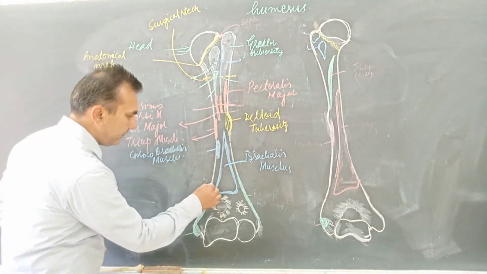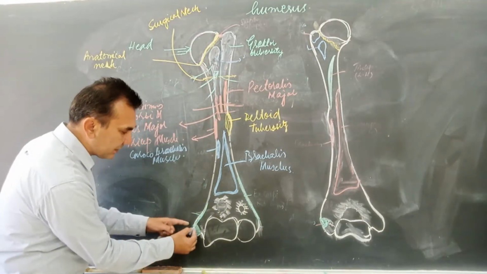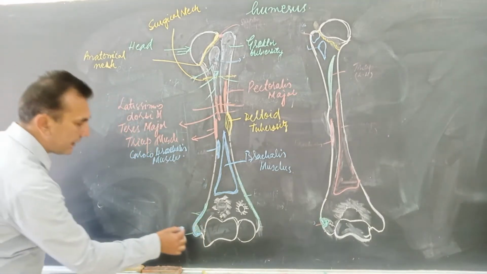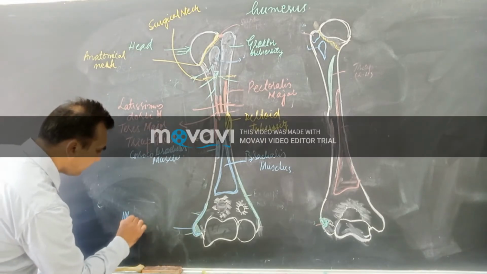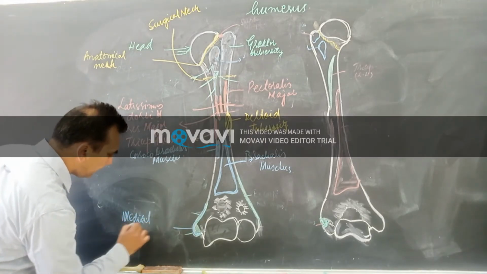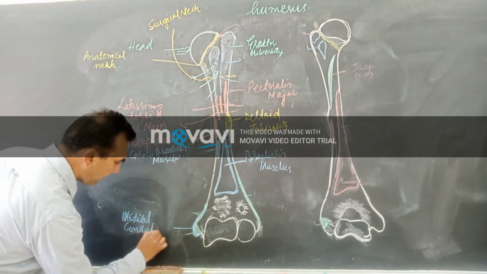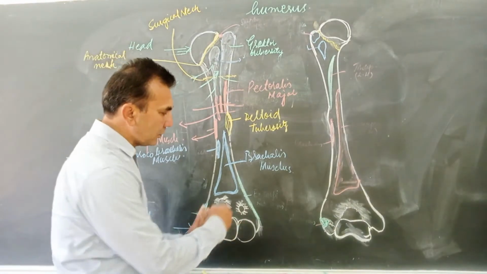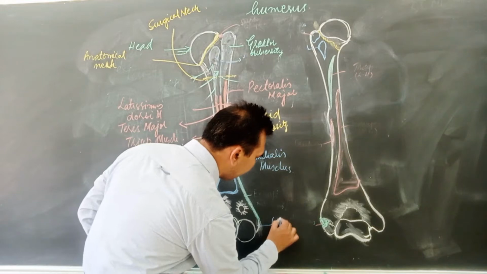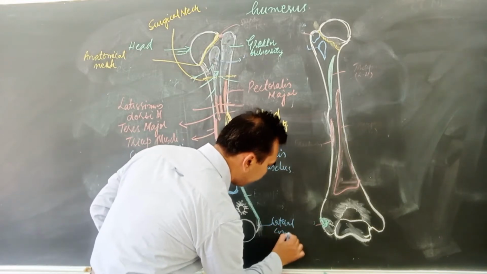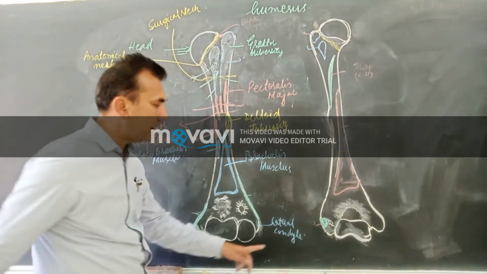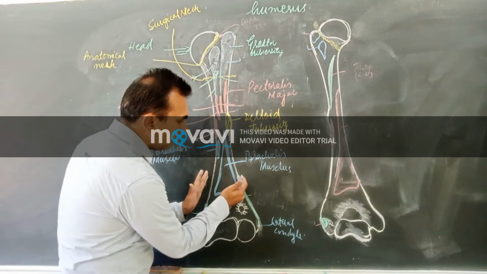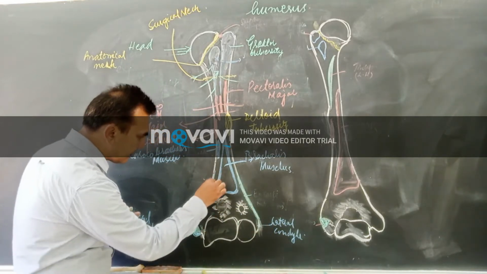If you see, this is a protuberant projection on the medial side. This projection is called the medial condyle. And on the opposite side of that is the lateral condyle. Lateral condyle, medial condyle.